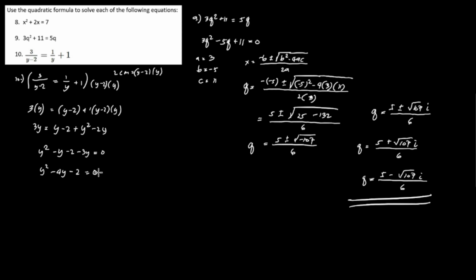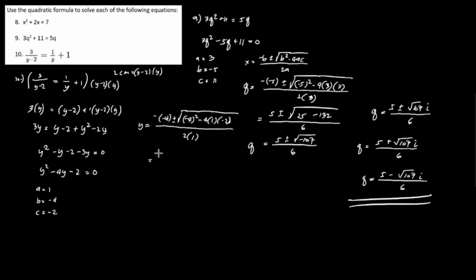And using the quadratic equation, we'll identify first what is a. A is positive 1, b is equal to negative 4, and c is negative 2. And y is negative b, which is negative 4, plus or minus the square root of negative 4 squared, which is b squared, minus 4ac, or 4 times a, which is 1, multiplied by c, which is negative 2. And divide everything by 2 times a, which is 1.